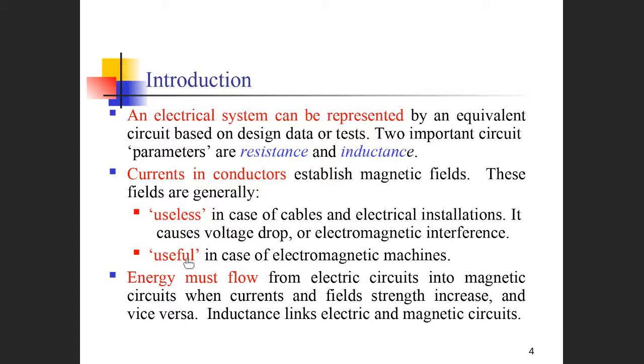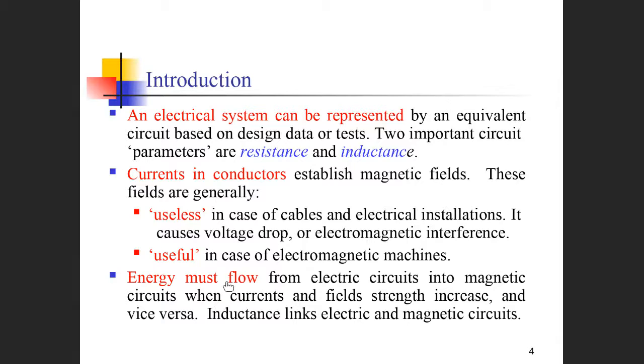Useful, because when you apply a current to a conductor, the conductor produces a magnetic field. If you use another magnetic field to interact with this conductor, then the conductor moves. So this is the useful case. If the conductor does not move, you get voltage drops. If the conductor moves, then that is the machine. So whether it is useless or useful depends on the function.